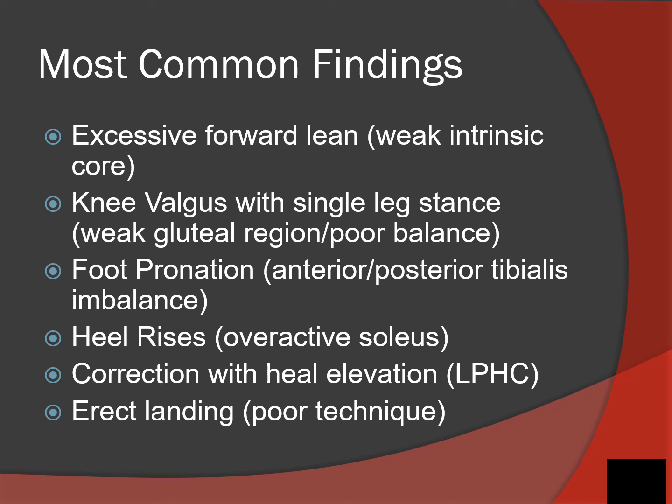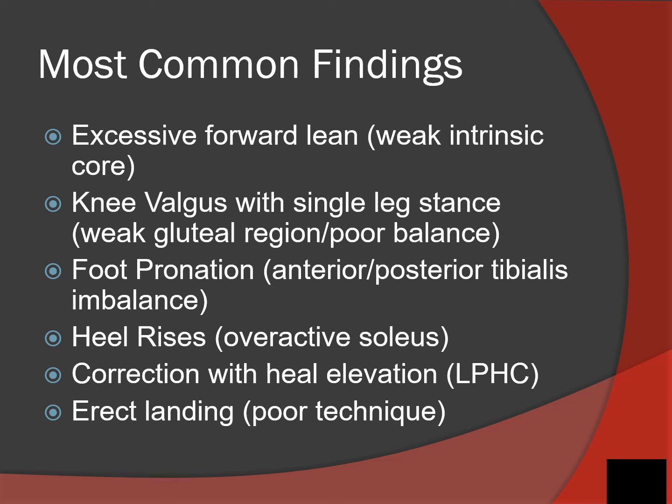All right, so what are some of the most common findings that I have come across utilizing this information? Definitely seen a lot of excessive forward lean. Weak intrinsic core is one of the main factors there. Tight hip flexors, weak gluteal areas. So excessive forward lean, especially in my females.